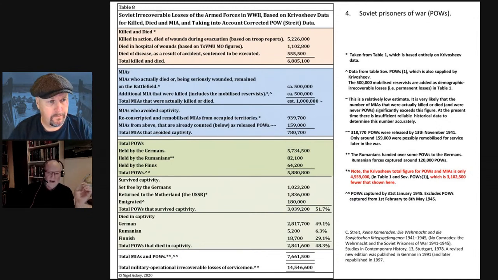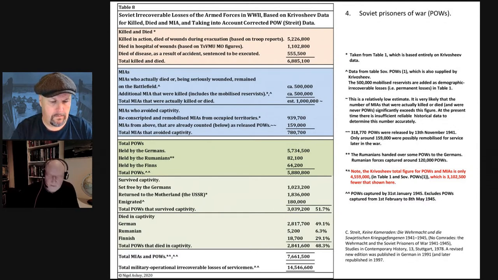You can see why I've had to use German POW figures, because I just can't use the Russian ones. They're just all over the place, and I've got no real reason to doubt the German figures. So what I've done here is I've decided, okay, let's merge this data. The top part of the table is Krivosheev data, and taking Street's POW data.